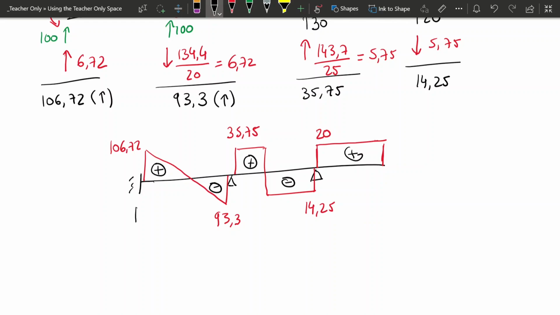In terms of reactions, this will be 106.7. The reaction here is 93.3 plus 35.75. That's 129.05. And here the reaction is 14.25. This concludes this solution to this problem.